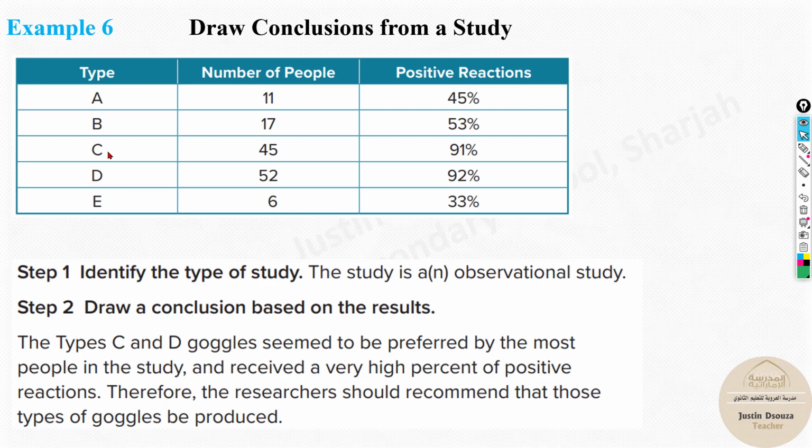And what is the conclusion? You can easily conclude that C and D goggles seem to be preferred most by all the people, because they have the highest number of people and the highest positive reaction. So if a company is making these goggles, these should be recommended. That's it.